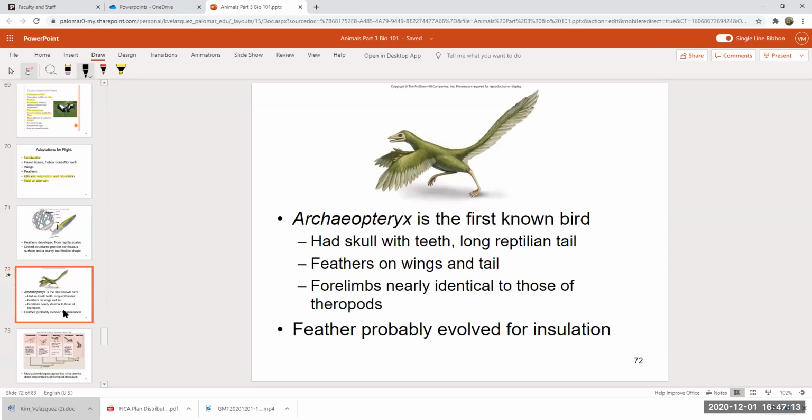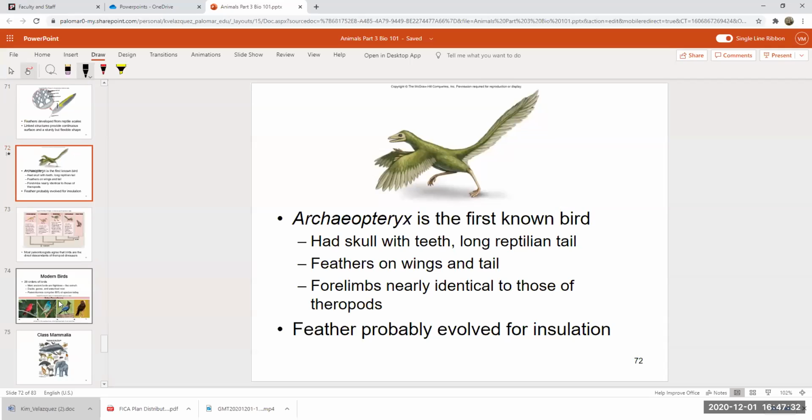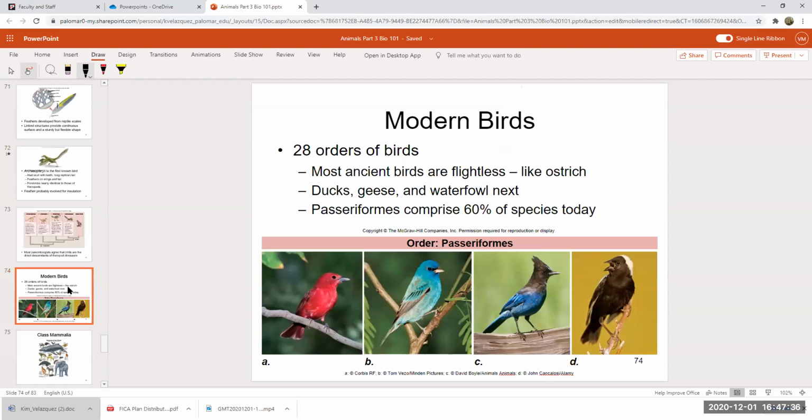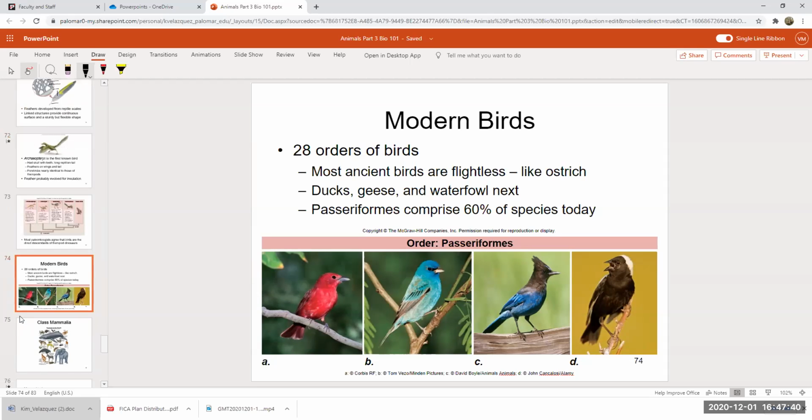This is the first known bird. Very reptile-like, had teeth, had a long reptilian tail, had feathers on his wings and tail. Most likely was what's called scansorial, which means he really climbed from branch to branch and lived up in the trees, but didn't actually soar or fly like the birds do today. Modern birds, lots of diversity there. Beautiful animals.